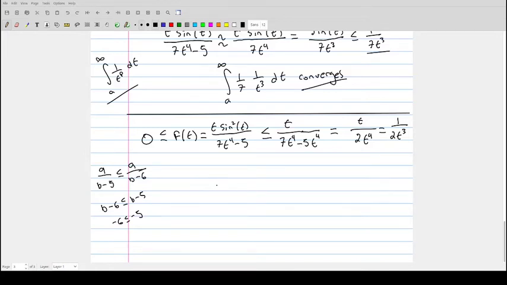And therefore the improper integral of this function, which is the function we're interested in, from 2 to infinity of t sine squared of t over 7t to the fourth minus 5, will always be bounded above by the improper integral from 2 to infinity of 1 over 2t cubed.